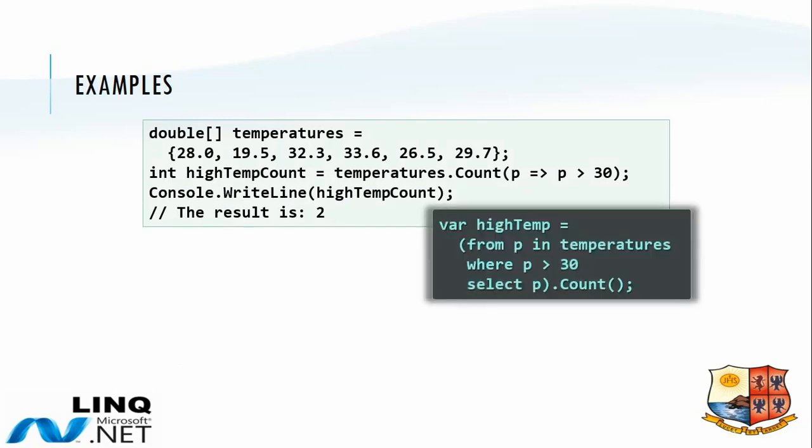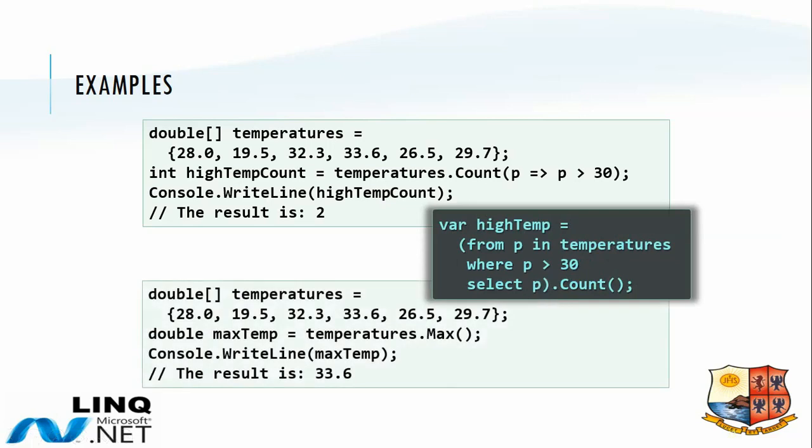Same thing when I write it in query method: from P in temperature, or T in temperature, whatever you want, that is a range variable, where P is greater than 30, select P. The entire query dot count. It will return how much is the count. By the way, when you access something, this dot count is accessing, right? When you access something, query will get executed. Remember that.